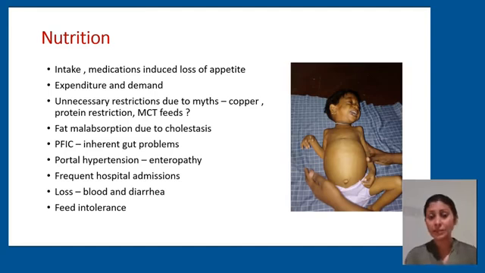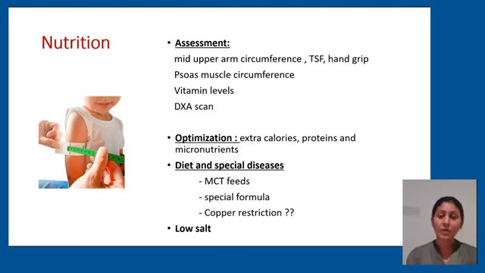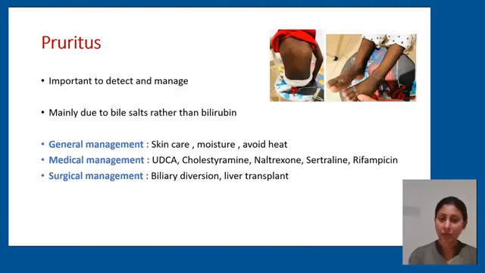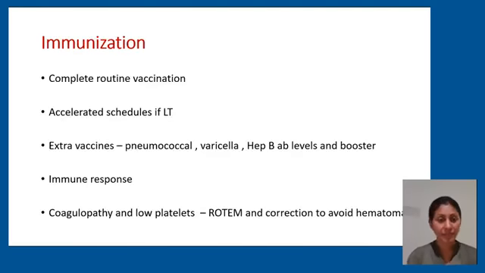And extra vaccines are important, like pneumococcal vaccine, because pneumococcus is a common organism which would cause spontaneous bacterial peritonitis. And if you are planning for transplant, it's very important you give varicella if possible, and check the hepatitis B antibody levels and give a booster. The immune response which is generated might not be optimal, but still you have to give the vaccines as usual.